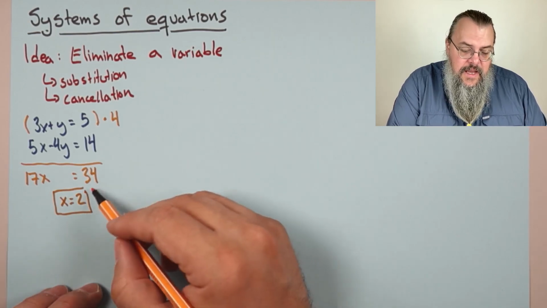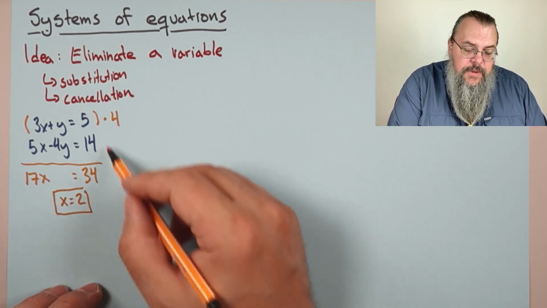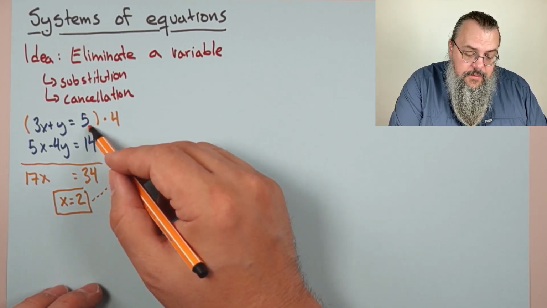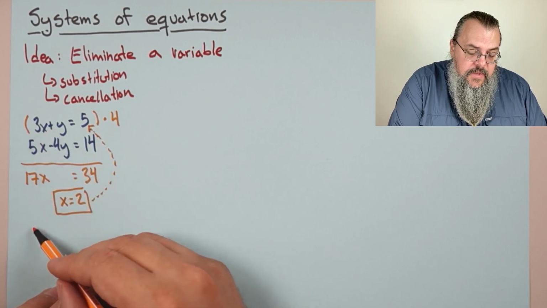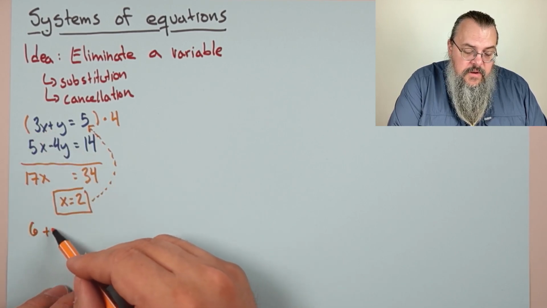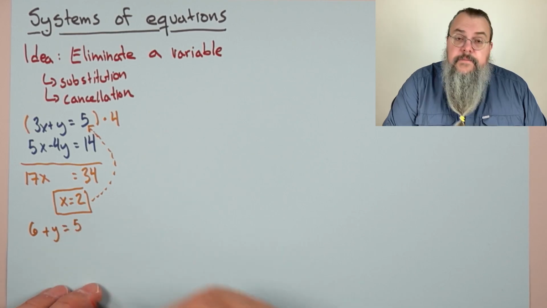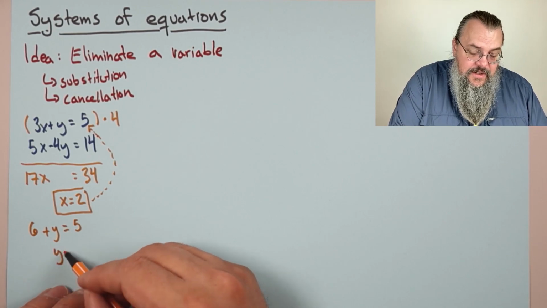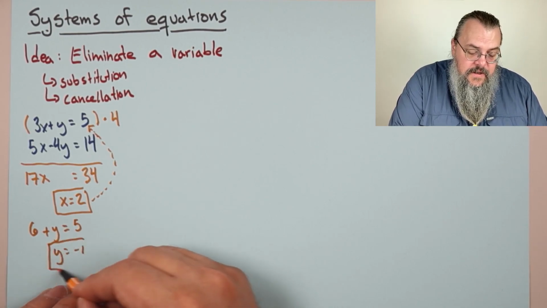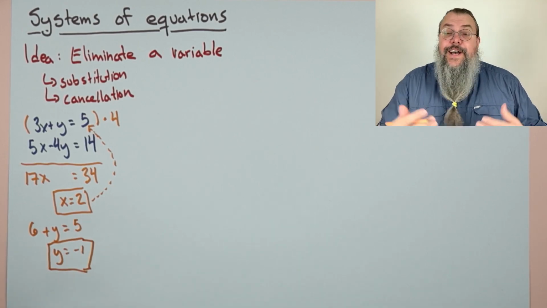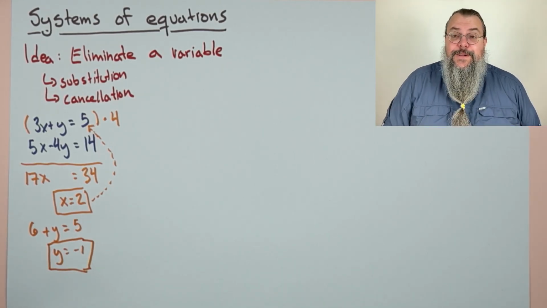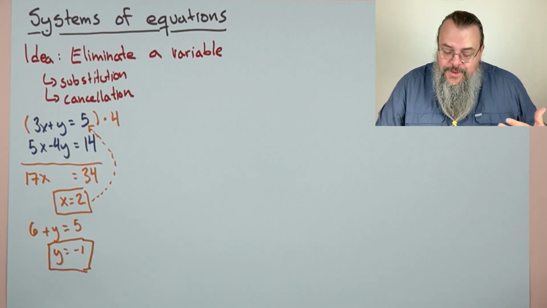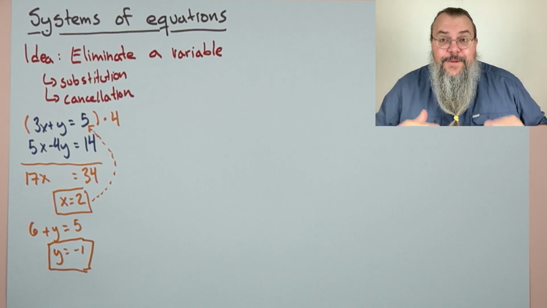Nice. And now we can take that and plug it in. We can actually plug it into either one. It doesn't matter. Let's plug it into the top one. 3 times 2 makes 6, plus y has to equal 5. So what's the number that when you add it to 6 makes 5? The answer is -1. All right, so there we go. x should be 2, y should be -1. Life is good, and we're done. So you should be able to do this automatically.